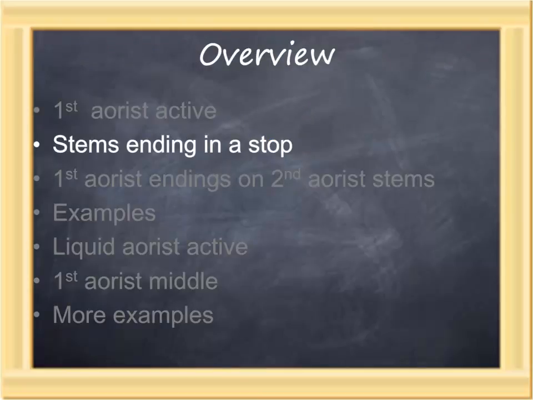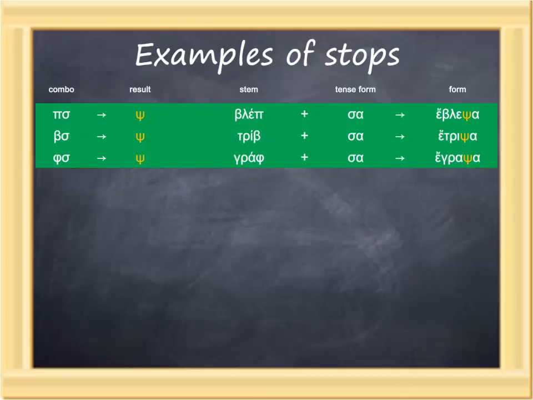On occasion, aorist stems that are first aorist end in a stop. In that case, we must review how a sigma and a stop interact. This chart shows examples of labials, where a pi, beta, or phi combine with a sigma to form a psi. And so, for example, the stem blep plus the sigma alpha becomes eblepsa. Trib plus sigma alpha, etripsa. Graph plus sigma alpha, egrapsa.